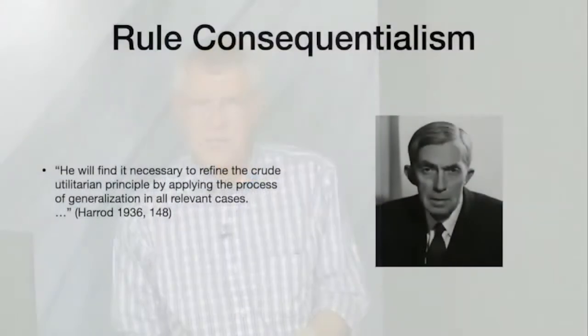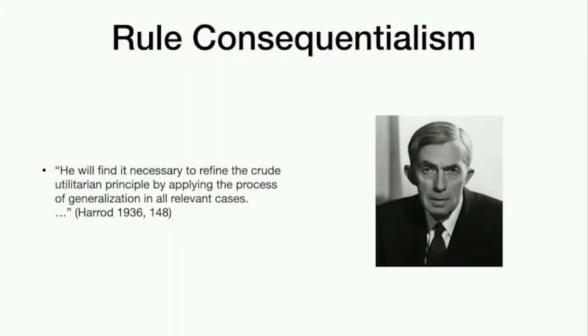Here is the 20th century philosopher who revived rule consequentialism, R.F. Hare. He finds it necessary to refine the crude utilitarian principle by applying the process of generalization in all relevant cases. He here being a philosopher who thinks about these issues and tries to be a consequentialist. Hare is saying it's important to think about the general pattern of action, not what promotes the good the best in this situation, but in general, the general rule for action, the general policy.